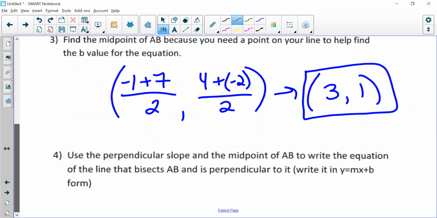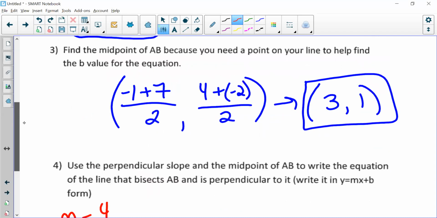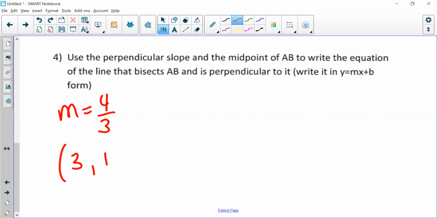So Mr. Sicky has this note: use the perpendicular slope and the midpoint to come up with the B value, the y-intercept. So my slope was 4/3, and my midpoint is (3, 1). I'm looking for my B value. How do I find the B value?